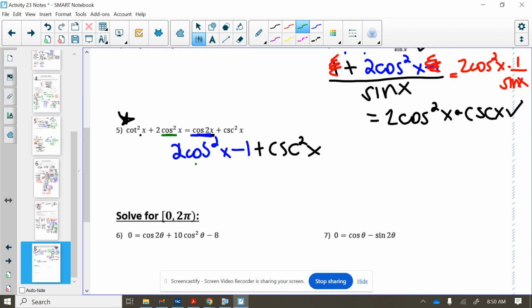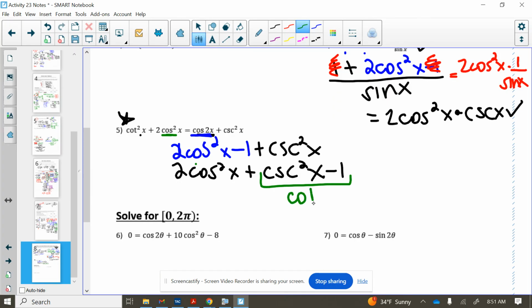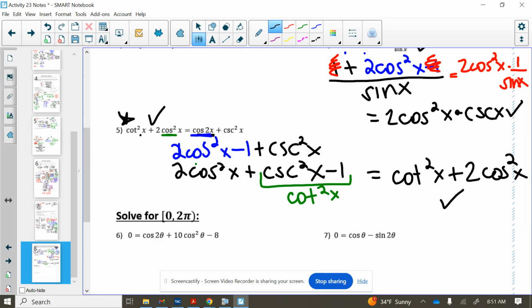Now, what we notice is if we rewrite this in a slightly different order, if we put that cosecant squared first, minus 1, this is actually a Pythagorean identity. We can substitute in cotangent squared x for that, and we are left with our final answer: cotangent squared x plus 2 times cosine squared x, which was our goal.